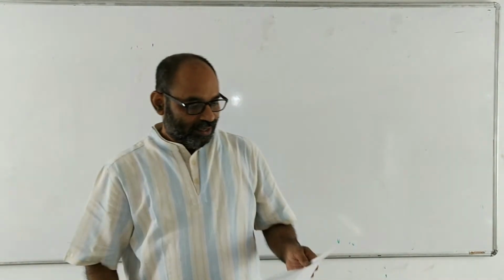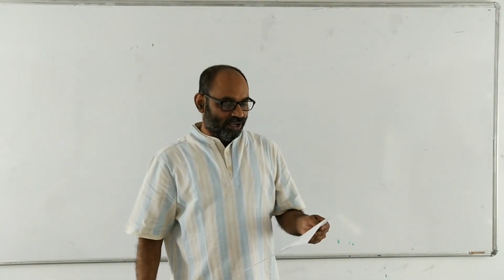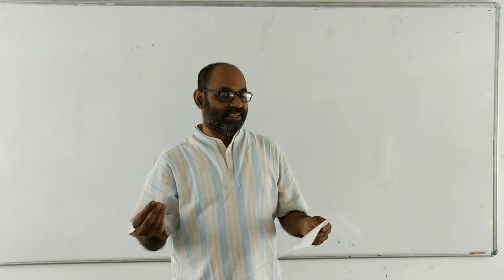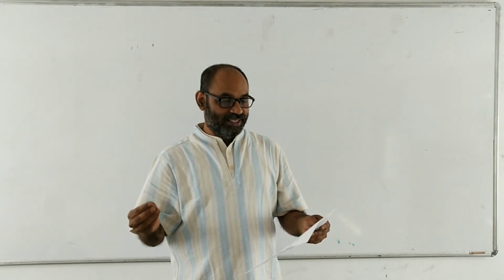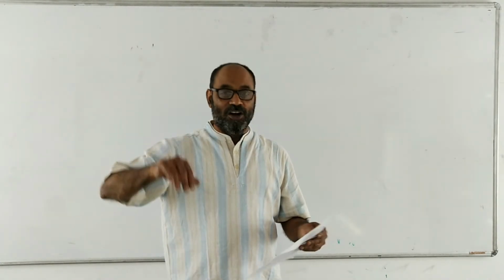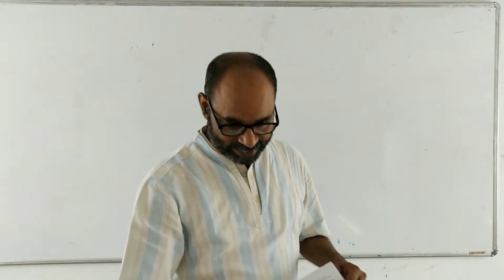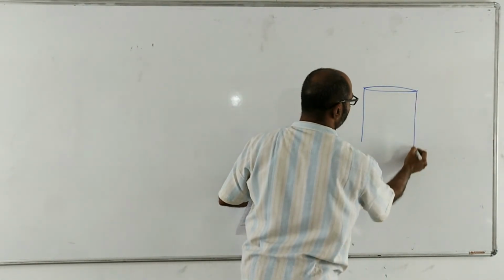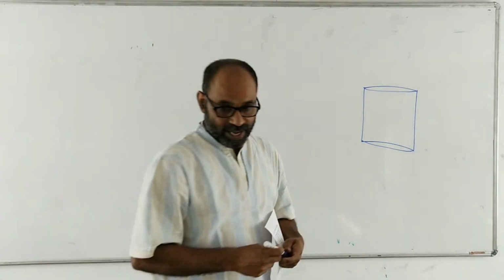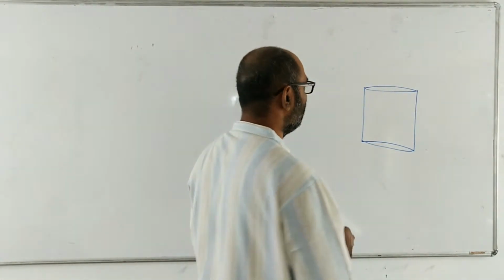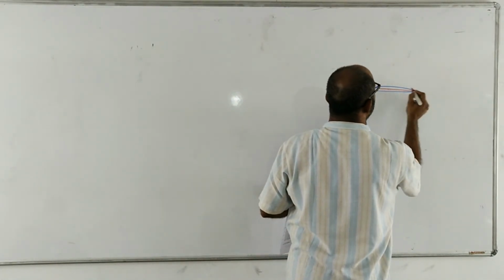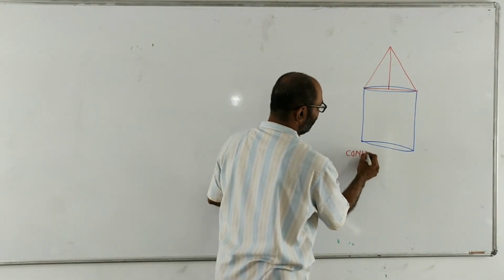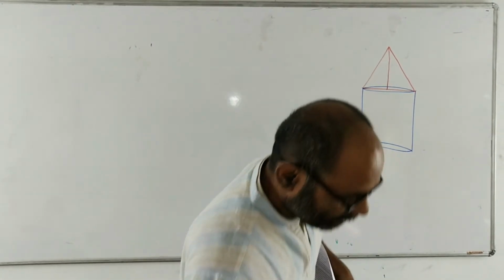Okay. Number 3. A wooden toy rocket is in the shape of a cone mounted on a cylinder. A cone is mounted on a cylinder. Actually, the figure is already given to you. This is a cylinder, correct? And on top of it, you have a cone, correct? I'm writing cone capital and cylinder small letter.